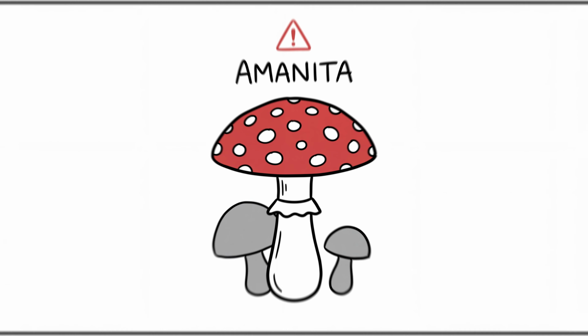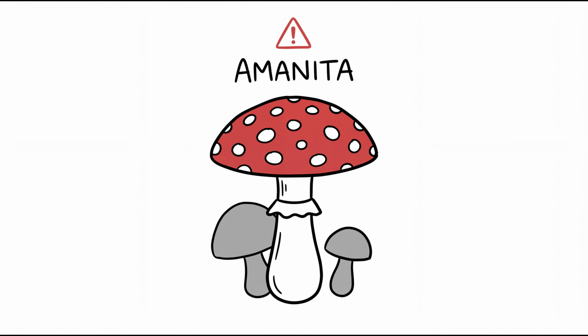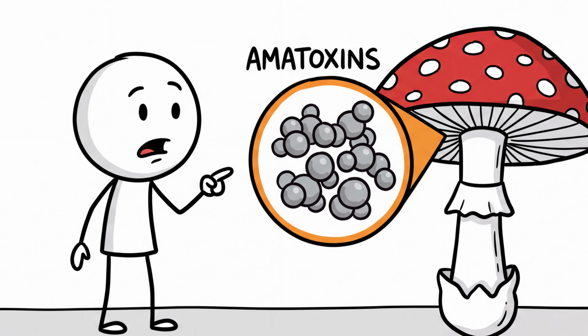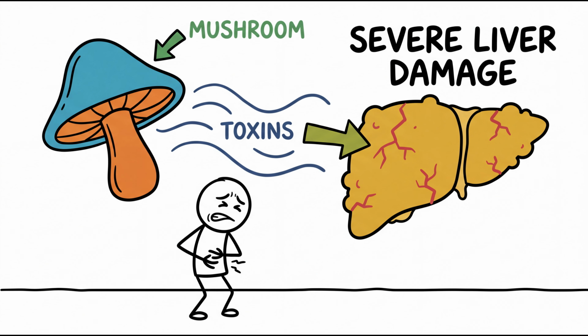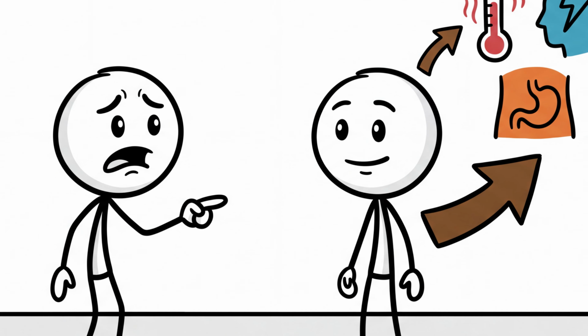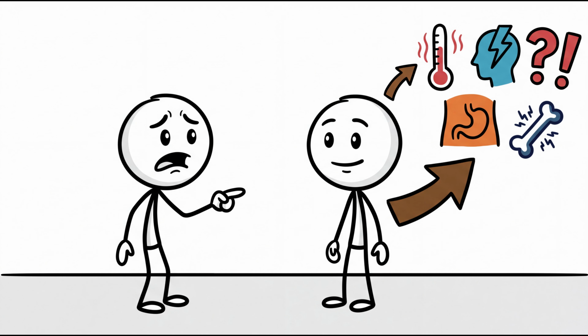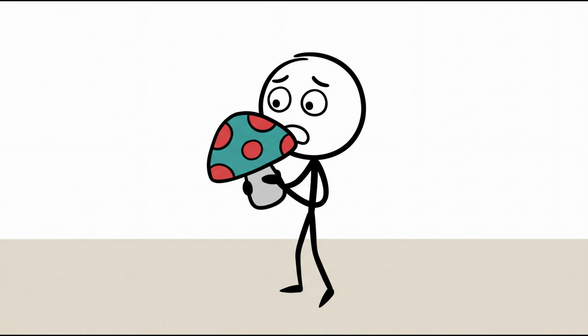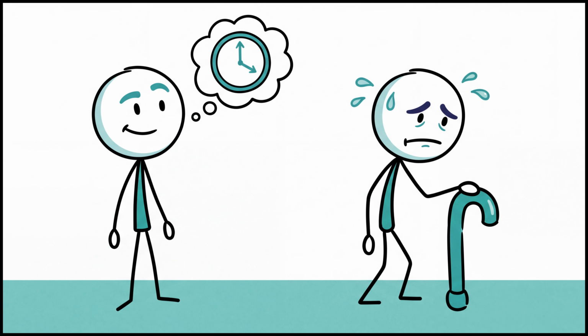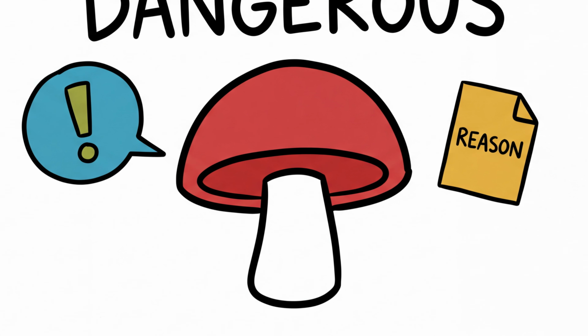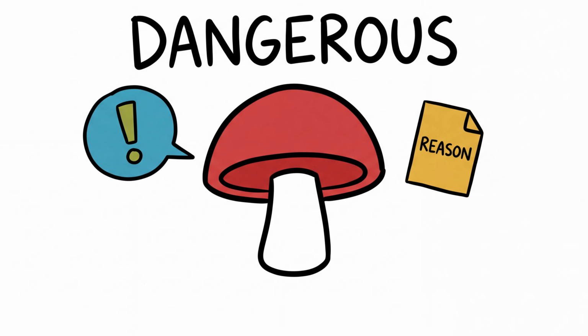One particularly dangerous group is the Amanita mushrooms. Some Amanita species contain amatoxins. These toxins can cause severe liver damage. The frightening part is that serious symptoms may not appear immediately. A person can eat a poisonous mushroom, feel fine for several hours, and only later become seriously ill. That's one reason mushroom poisoning can be especially dangerous.